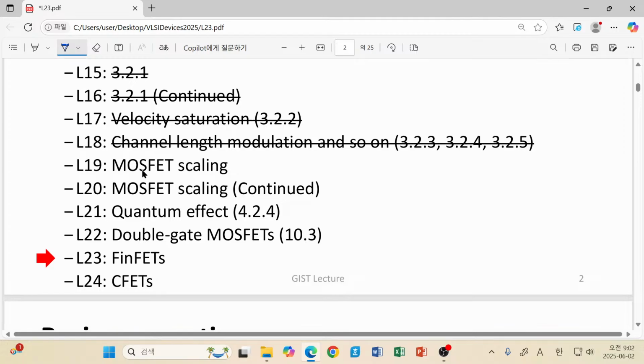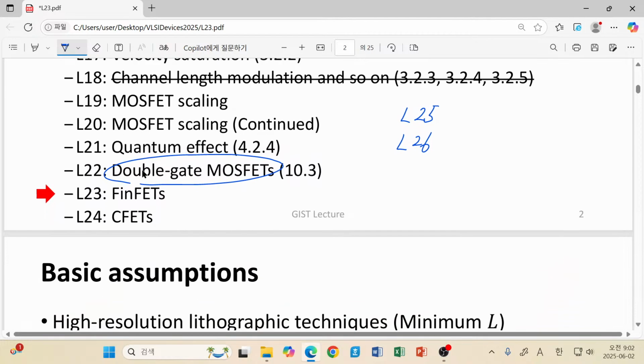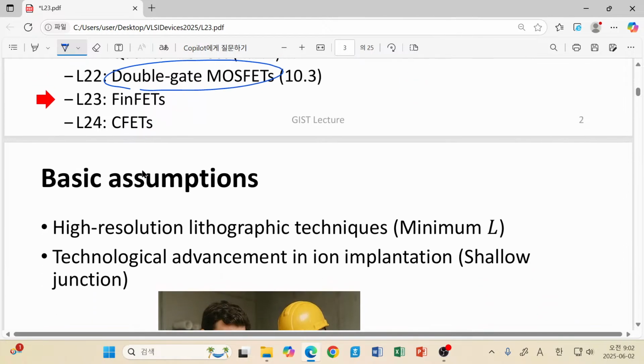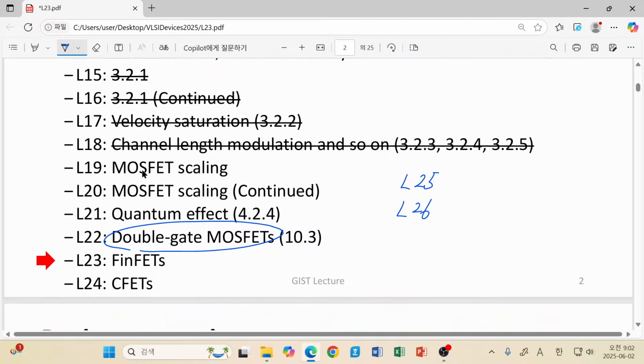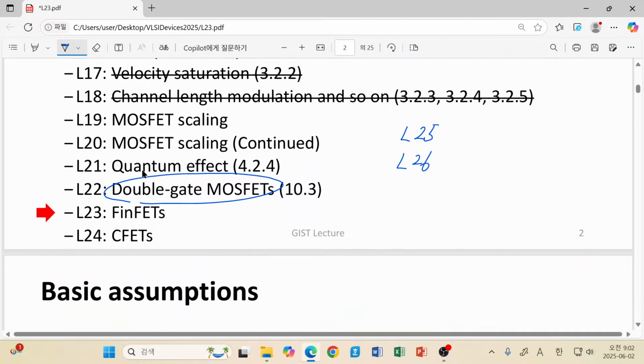So maybe in our recorded video L25 and 26, we will cover double gate MOSFETs and its related models. So please understand this lecture progress. Okay, so the previous lecture was devoted to something related to MOSFET scaling.